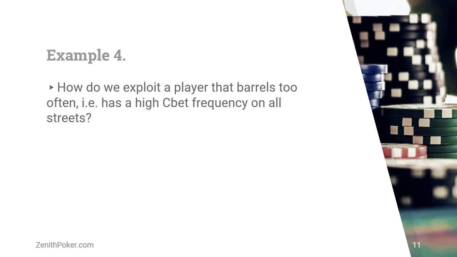Okay, so the next bit. How are you going to exploit a player that barrels too often? So you've got a high c-bet frequency on all streets. Slow play. Is this the extension of the previous question, or are you trying to generalize it? When you say barrels too often, so it's going to happen on the turn and river. Yeah, it's going to happen flop, turn, river. Okay.